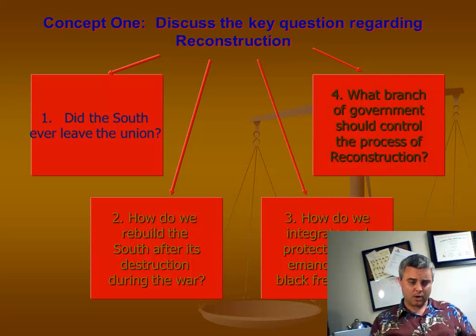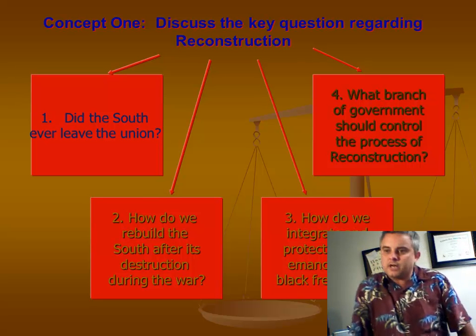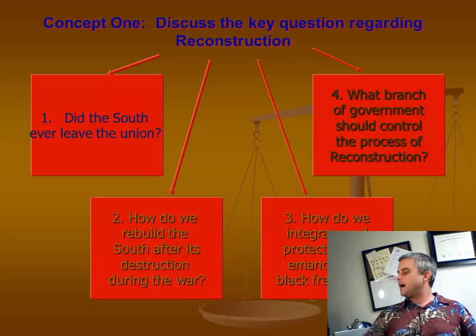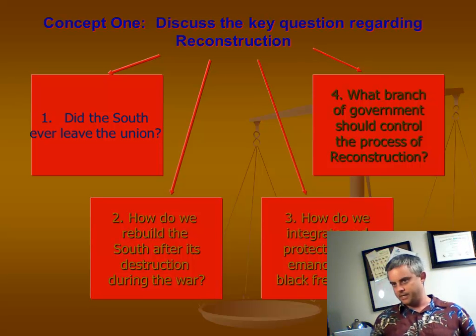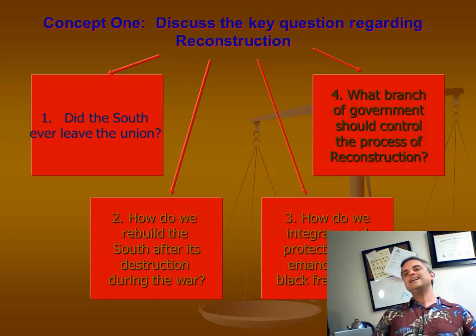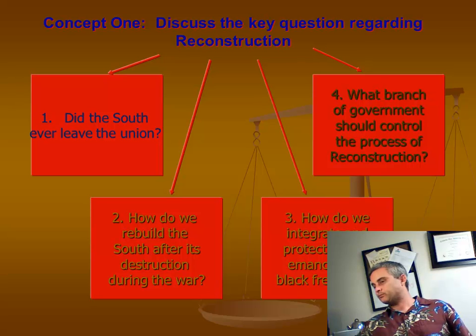Now, this question will also be addressed in congressional Reconstruction as well, because radical Republicans are going to argue, yes, the South left the Union and they were conquered, and so we need to treat them as conquered territories before we integrate them back into the Union to ensure nothing like that ever happens again. Number 4, again, we'll be looking at in detail in presidential Reconstruction and congressional Reconstruction. What branch of government should control the process of Reconstruction?